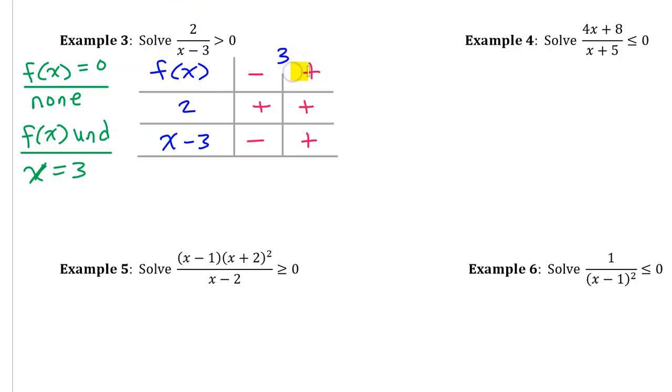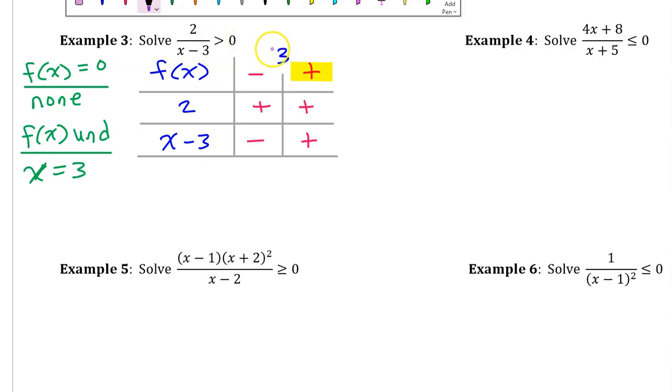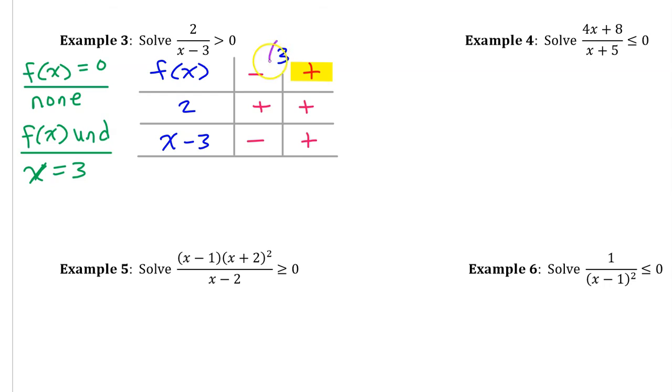So the solutions will be where f of x is positive. Will this endpoint be included? Well, no. 3 is undefined, so undefined values will never be included. Even if it wasn't undefined, we only want values that will cause f of x to be greater than 0, not equal to 0. So no matter what, this will not be included, and we will show that with a parenthesis. So the answer will be 3 to infinity, like this. There's your interval notation.